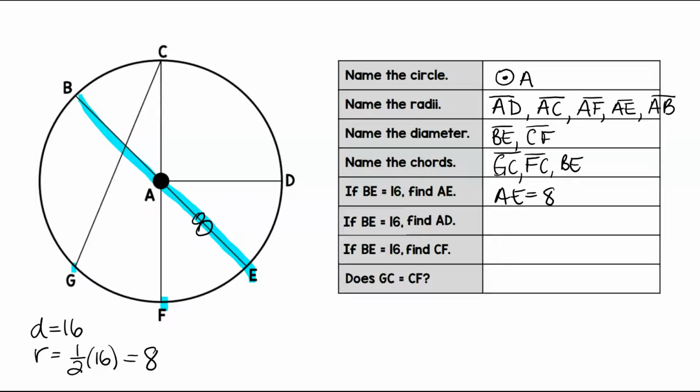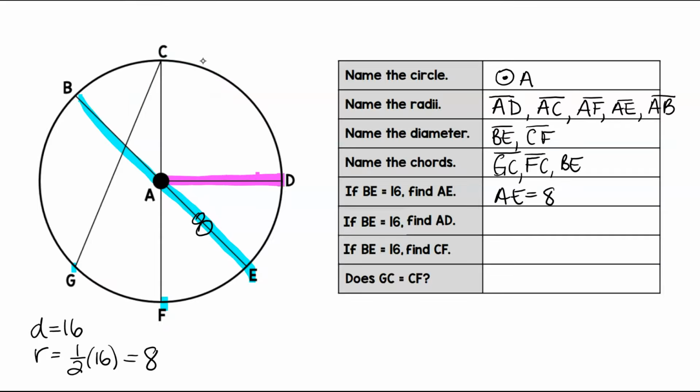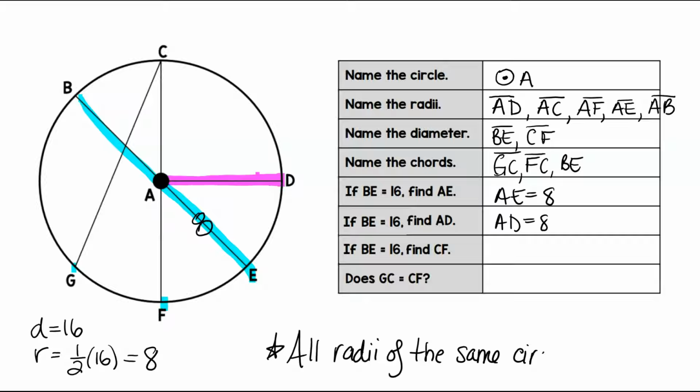Now, BE is still 16. It says to find AD. AD in this picture is also a radius, which means it is also going to be 8. I'm going to write something down here at the bottom, and it's extremely important. All radii of the same circle are congruent, which means if the radius of this circle is 8, all the radii are going to be 8.